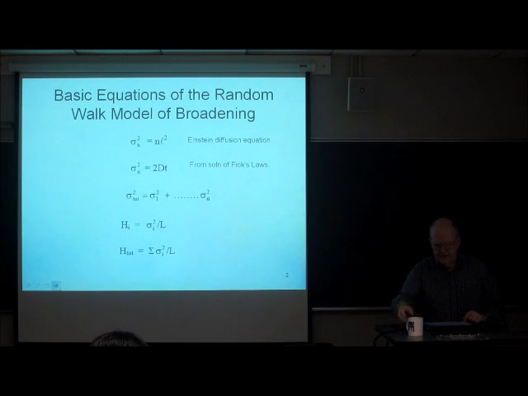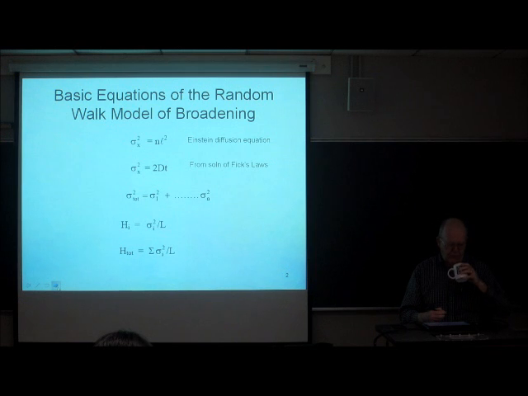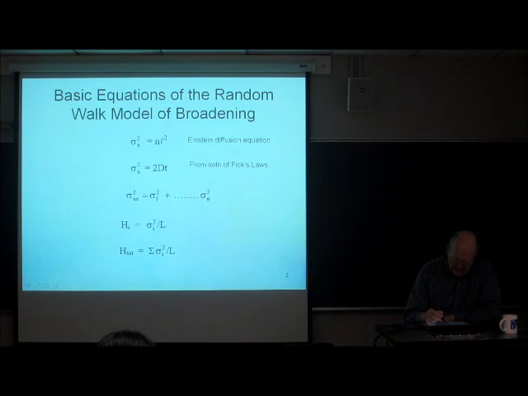So, here are the equations I showed you the other day, the basic equations of the random walk. The two key equations are the Einstein equation for the variance of the peak. Einstein said the variance of the peak is equal to the number of random steps that the particle or particles that are diffusing take, that's n, times the square of the random step size, that's L.